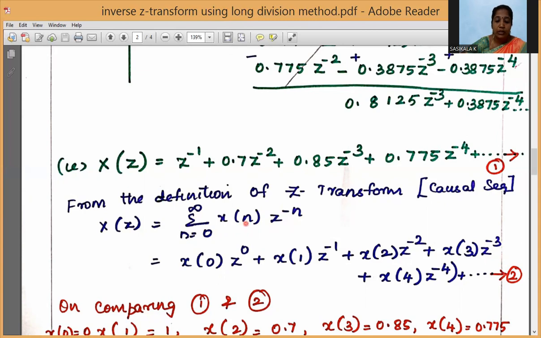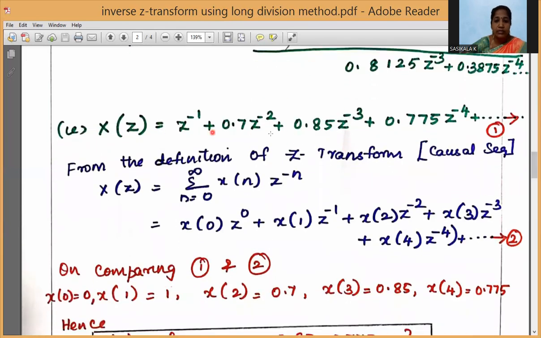Now substitute the n values from 0 to infinity. So first I have substituted n is equal to 0. So x of 0 into z power 0. Since you are having summation, you have to give this addition symbol. And now n is equal to 1. So x of 1 into z power minus 1 plus n is equal to 2, x of 2 into z power minus 2 plus n is equal to 3, x of 3 into z power minus 3 plus n is equal to 4, x of 4 into z power minus 4, plus etc.